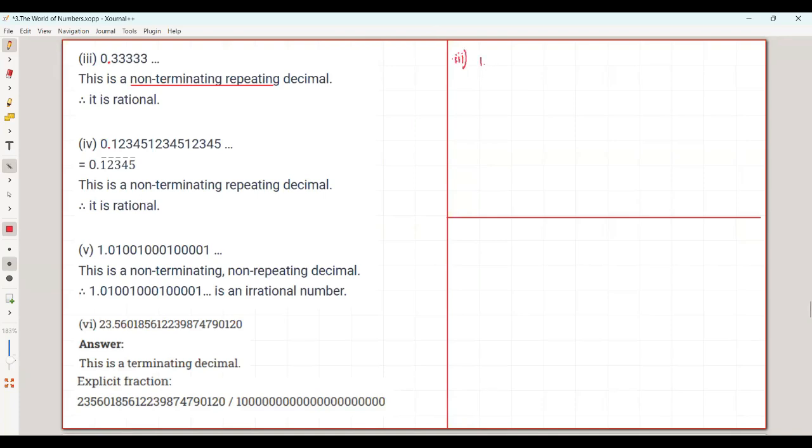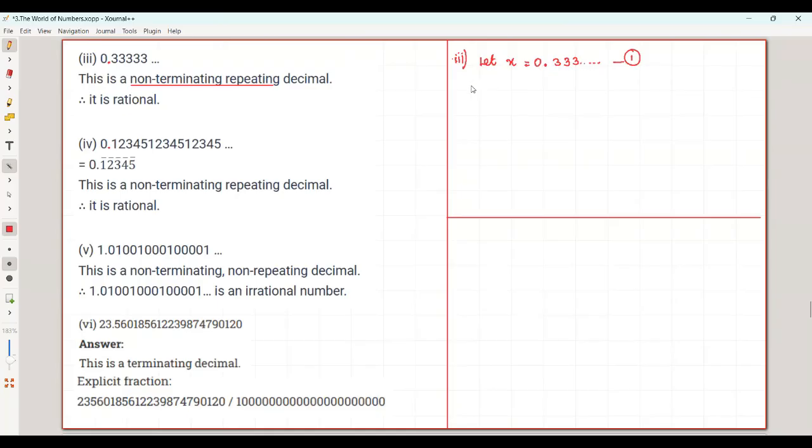first step, let x is equal to 0.333, dot dot dot. I'm just taking this as equation number 1. Second, just see how many digits are repeating. Here only one digit is repeating, only 3 is repeating, 3333. As only one digit is repeating, I have to multiply by 10. If 2 digits are repeating, I have to multiply by 100. If 3 digits are repeating, I have to multiply by 1000.